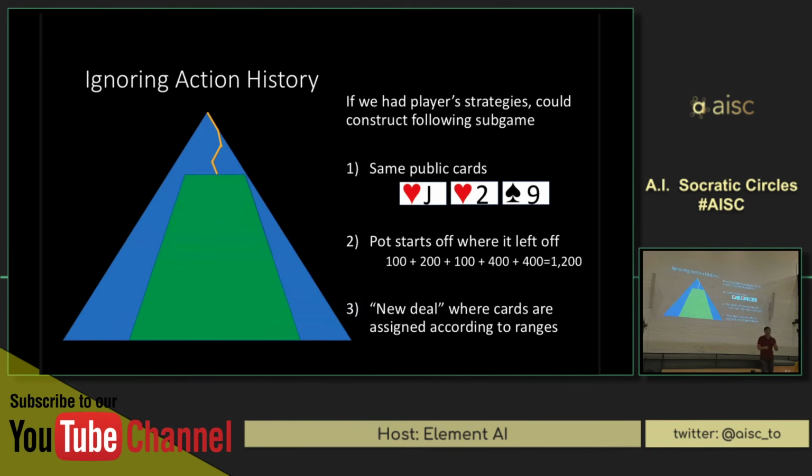And we're going to do a new deal where we deal the cards out to each player according to that distribution that we just calculated using Bayes' rule. Since that's the probability distribution over their hands, we can now just solve this similar game where that probability distribution becomes the probability that I deal out those cards. This is an equivalent game.